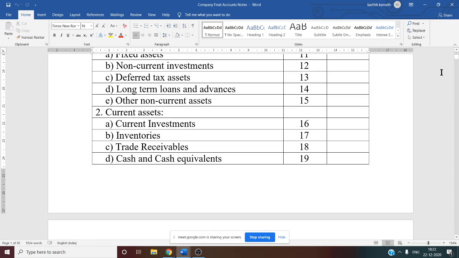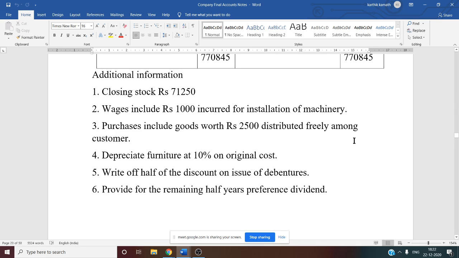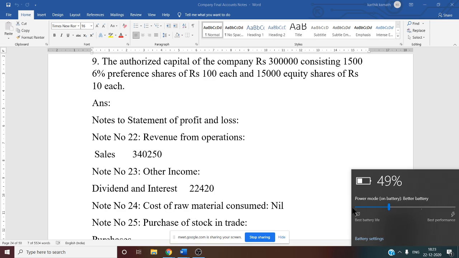See this now. Problem number 3, solution. There we have discussed the profit and loss account. See this. After this, you have to do notes to the statement of profit and loss account. There we have prepared 9 notes, that is note number 22 to note number 30. Note number 22 to note number 30 we have prepared. So as per that, we have got one total.